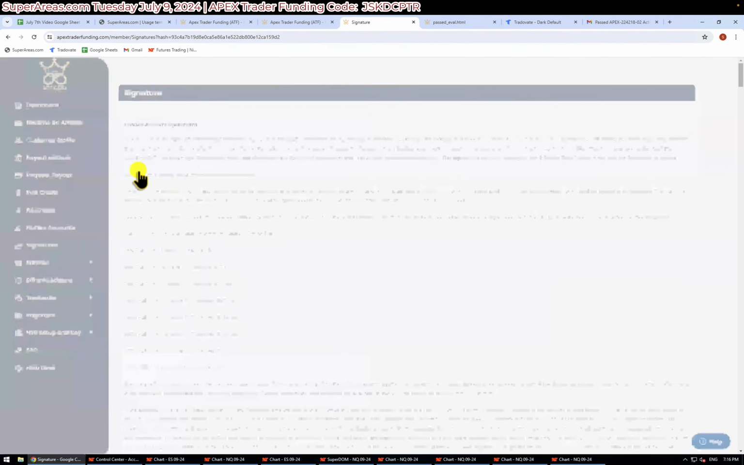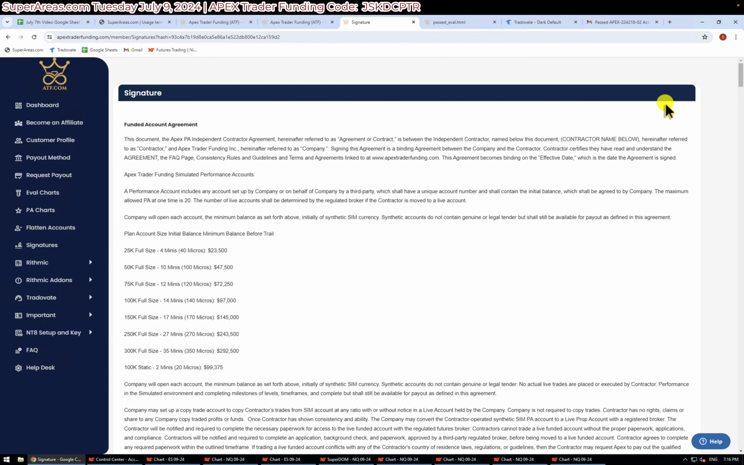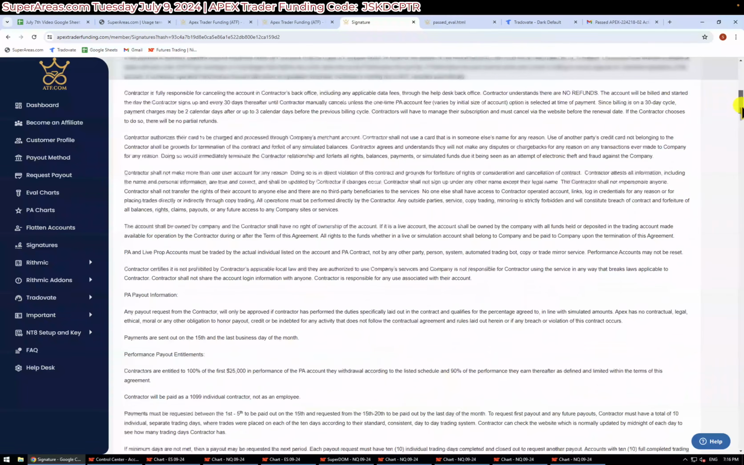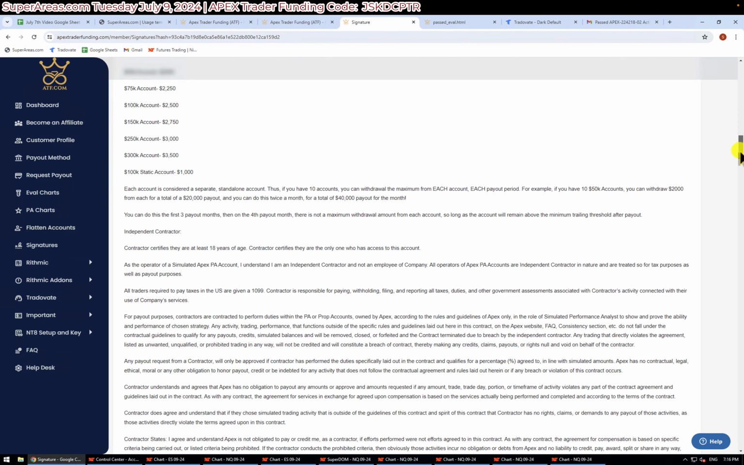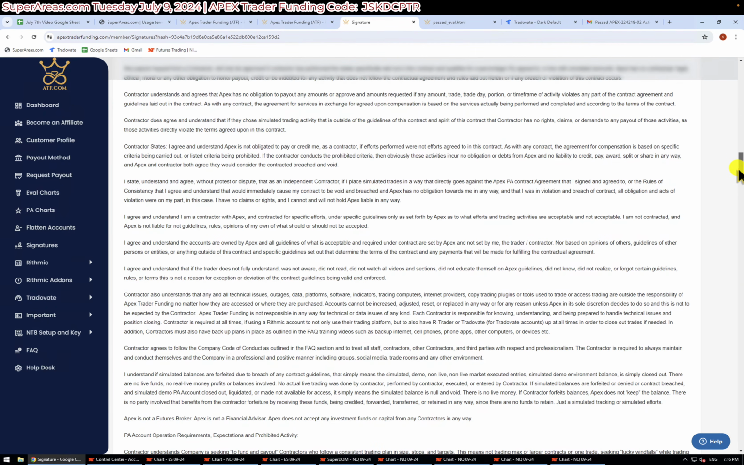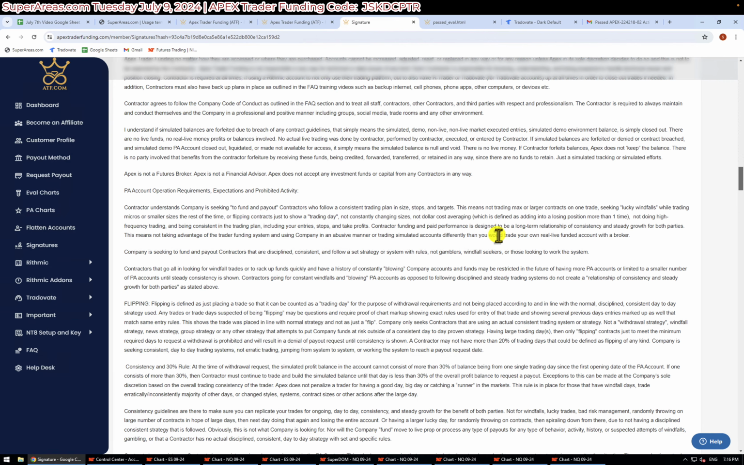It says signature is pending. Of course, they have revised their agreement as of a few weeks ago, and they now talk extensively about how your relationship is with Apex. You are a trader, you're a contractor, so it kind of explains that you have to read their rules and regulations. They are looking for traders. They're not looking for gamblers. They're not looking for somebody who's just going to try to cheat their system and get lucky windfalls, things like that. So they're looking for disciplined, consistent traders.